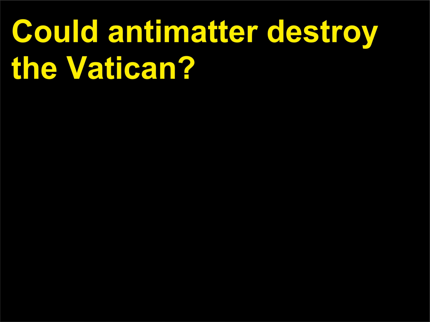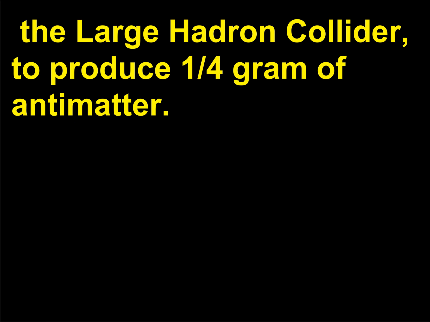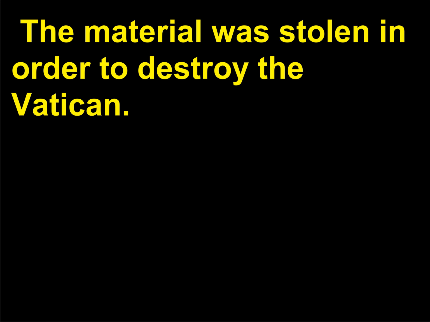Could antimatter destroy the Vatican? In Dan Brown's novel Angels and Demons, physicists at CERN use the LHC, the Large Hadron Collider, to produce 1/4 gram of antimatter. The material was stolen in order to destroy the Vatican.